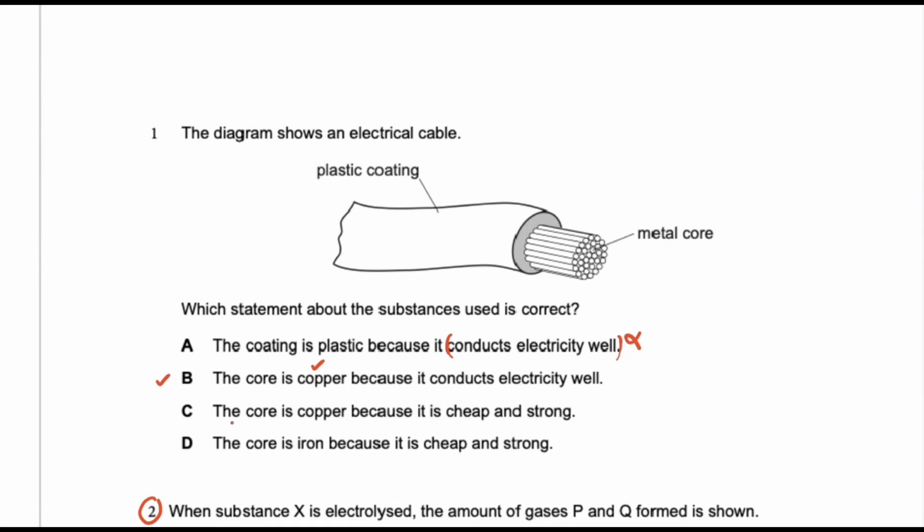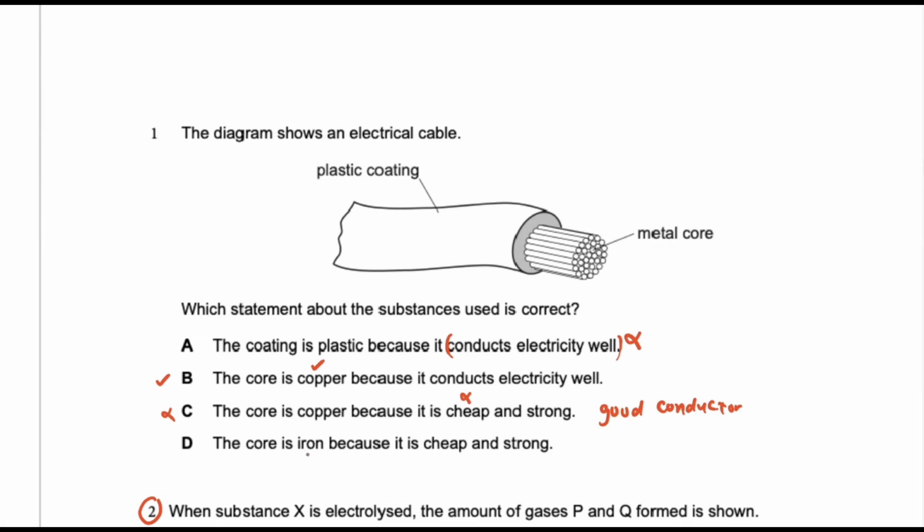But let's see C first. The core is copper because it is cheap and strong. Cheap is not right, actually. Copper is expensive. Strong, okay. But the thing is, the core is copper not because it is strong. The core is copper because it is a good conductor. So that's why this statement is inaccurate. Although the strong part seems to be true, it is not the reason. So don't choose C.